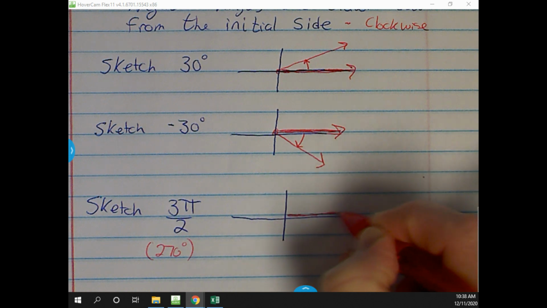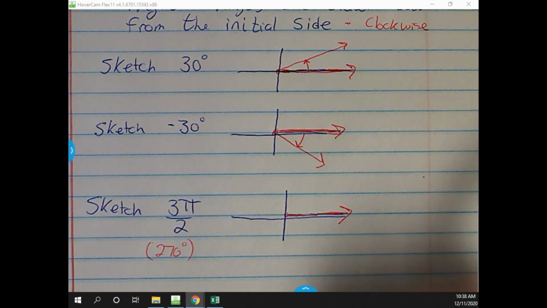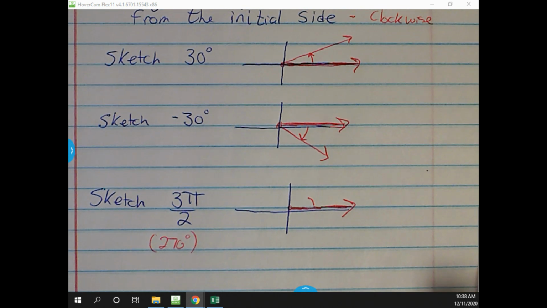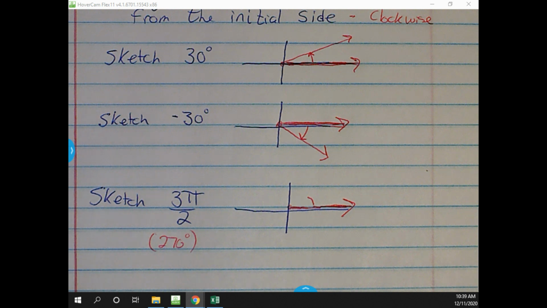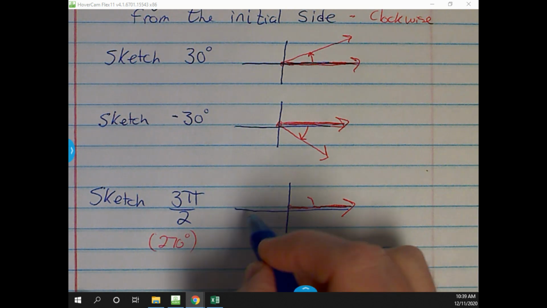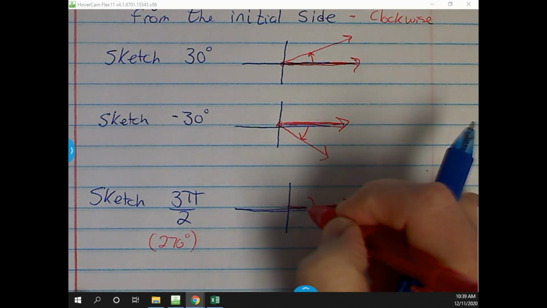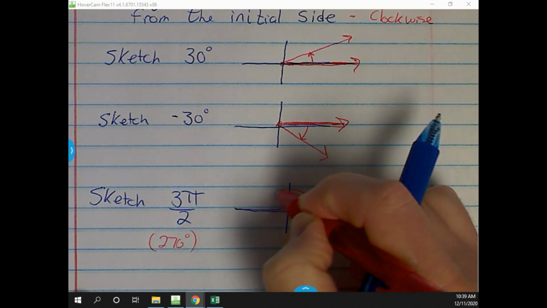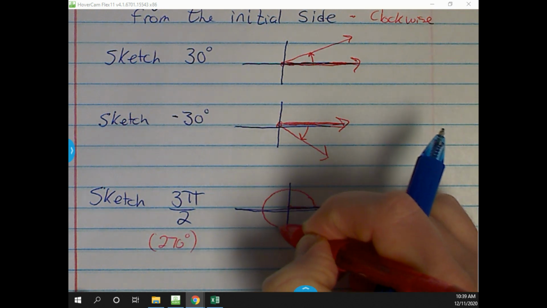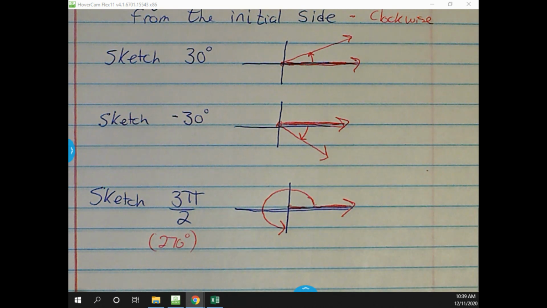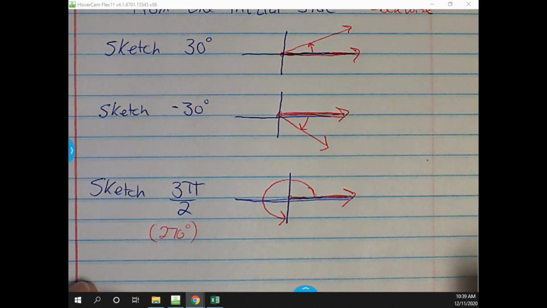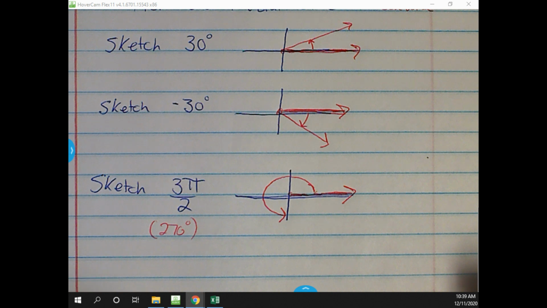So after we draw the initial side, you have to go in this direction. And you can almost just basically count it off. Every time you get to one of these lines, you're going an extra 90 degrees. So if we went this far, this would be 90. This would be 180. We'll keep going until we get to 270 degrees. So that would be how you would sketch an angle that's 270 degrees, or that's how you would sketch 3 pi over 2.